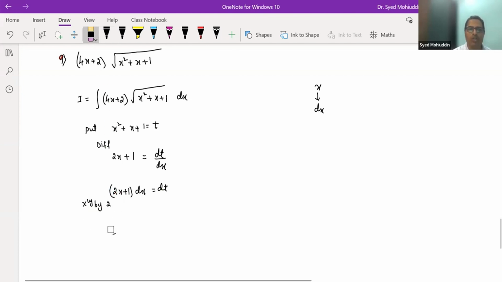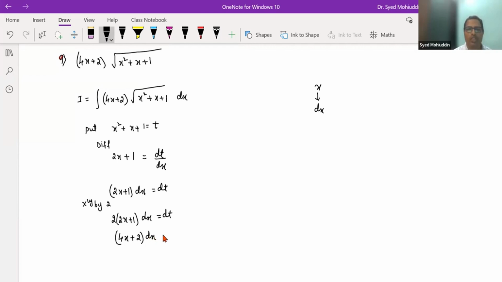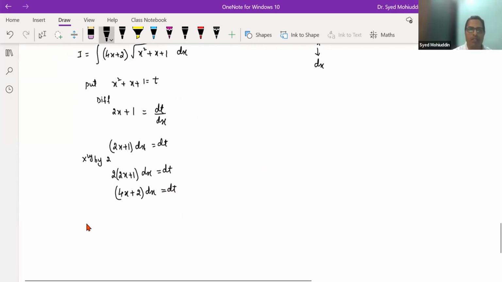That is also possible. So if you multiply by 2, you'll be getting 2 times of 2x plus 1 times dx is equal to dt. Or multiply this 2 inside, 2 times 2 will be 4, 4x plus 2 times 1 will be 2, times dx is equal to dt. 4x plus 2 times dx, its value is dt. Now you can just plug in this value back there in the given integral.